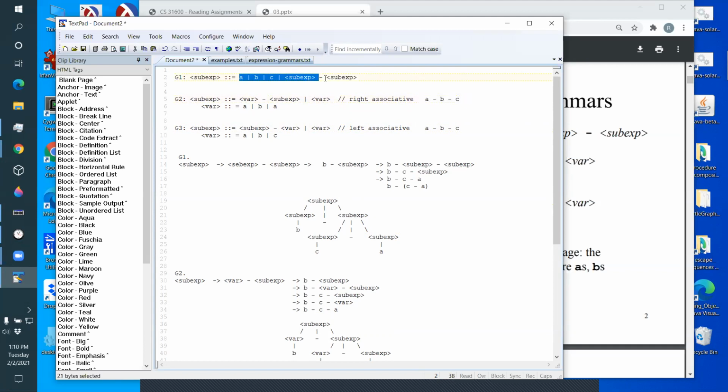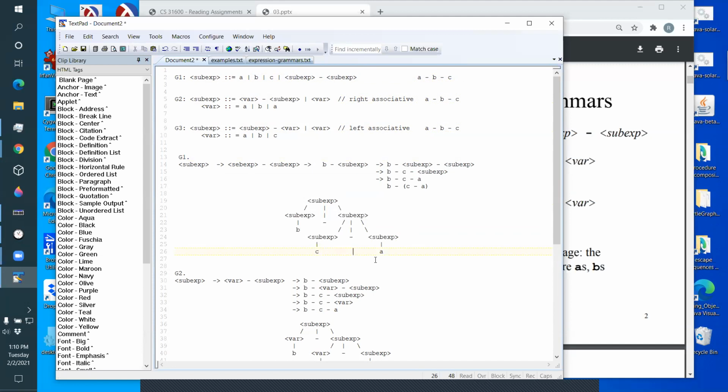This one is neither left associative nor right associative. This one doesn't say how you should group. It's ambiguous. If you give this grammar A minus B minus C, you don't really know which operation to do first. The grammar is not helping you. Programming languages never want grammars like these because they don't tell you what's the right tree for that expression. I built one tree here, but I could build another tree. With that grammar G1, I could build a second tree for that same expression.